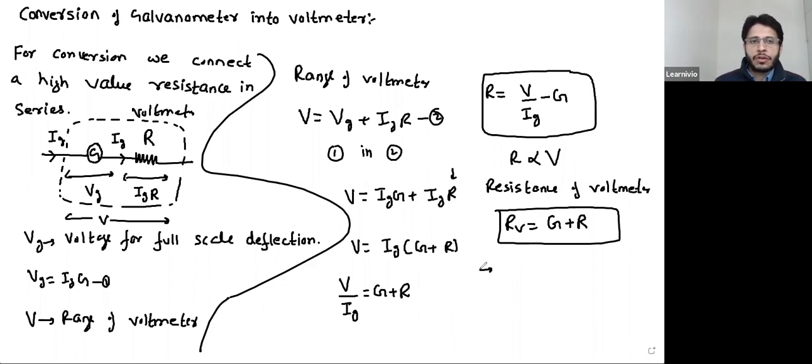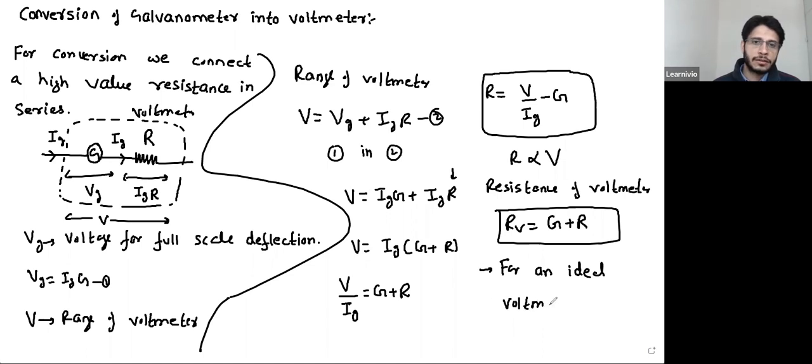Okay, now what type of voltmeter would you prefer? A voltmeter having low resistance or a voltmeter having high resistance to minimize the error? High resistance. So if I say that I'm making an ideal voltmeter, what should be the resistance of an ideal voltmeter? What do you think? What should be the resistance for an ideal voltmeter?